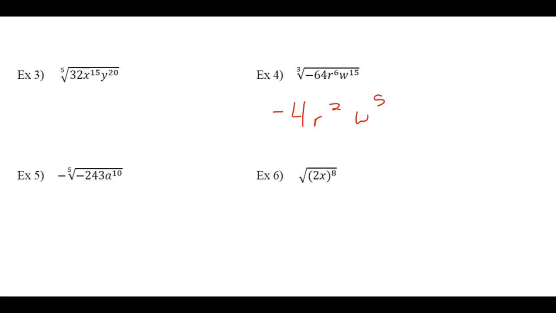Okay, number 5, there's a negative in front. And then what's the 5th root of negative 243? It's negative 3. So obviously there's a negative in front, and the radical simplifies to be negative 3. So what's that going to be? Yeah, so all that is, it's just going to turn it positive because there was already a negative in front. And then a to the 2nd. That's it.